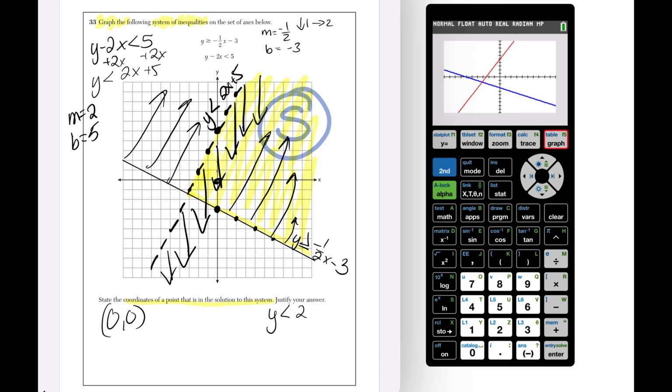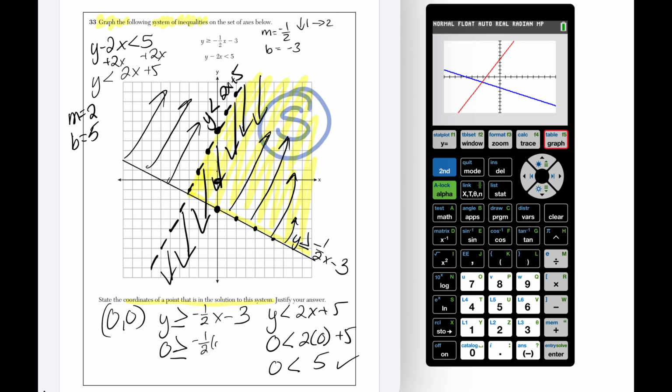So y is less than 2x plus 5. All right, so 0 is less than 2 times 0 plus 5. 0 is less than 5. That's a true statement. So it satisfies. Now I write the next one in. Y is greater than or equal to negative 1/2 x minus 3. So 0 is greater than or equal to negative 1/2 times 0. So that's just going to make 0 minus 3. So 0 is greater than negative 3. So that is also true. So now I've justified that this point is in the solution set.